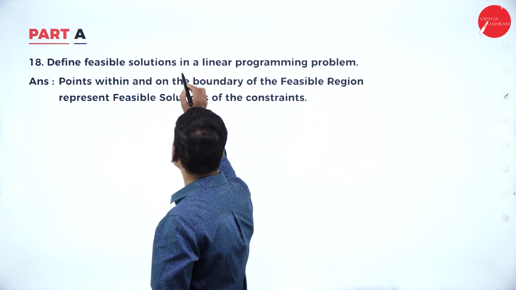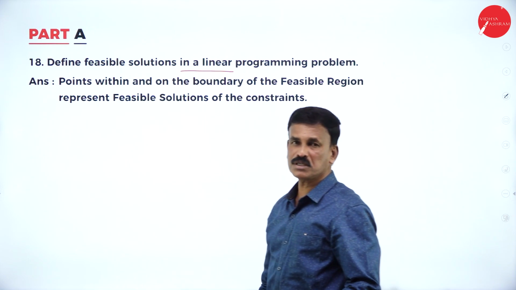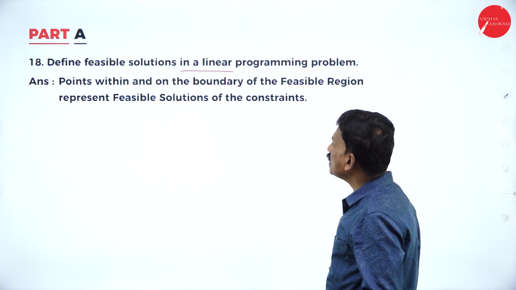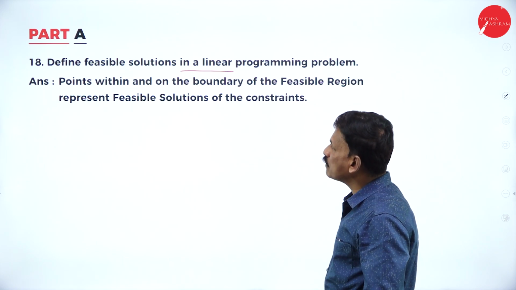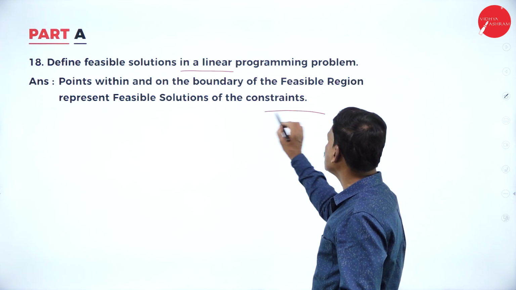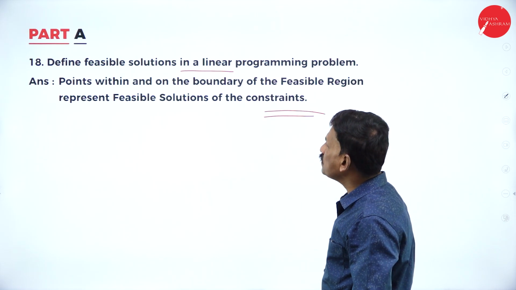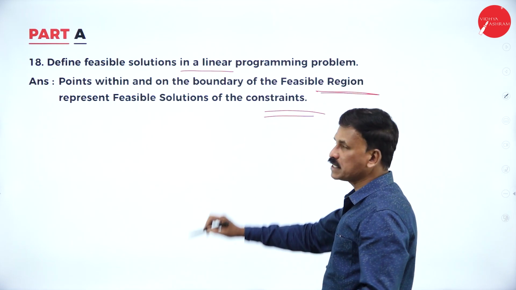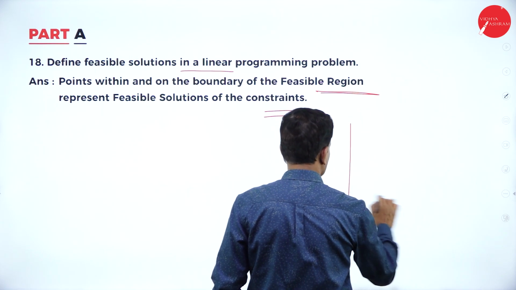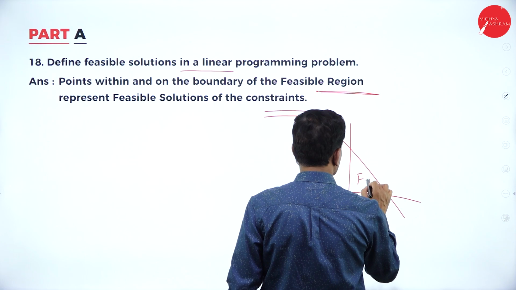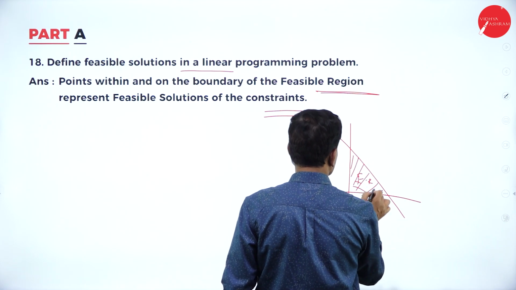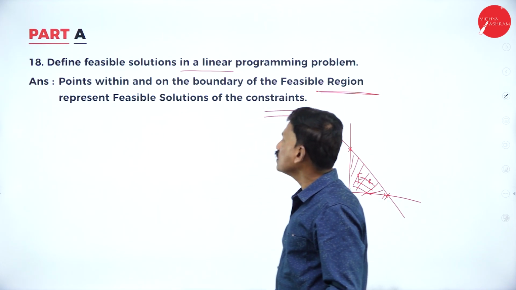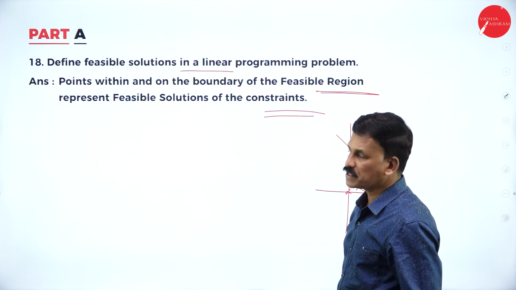Define the feasible solution in a linear programming problem. So you may expect one definition from LPP. Define feasible solution. Points within and on the boundary of the feasible region represent the feasible solution of the constraints. So this is the feasible region. If this is the feasible region, the points within and on the boundary of the feasible region are called the feasible solution of the constraints.